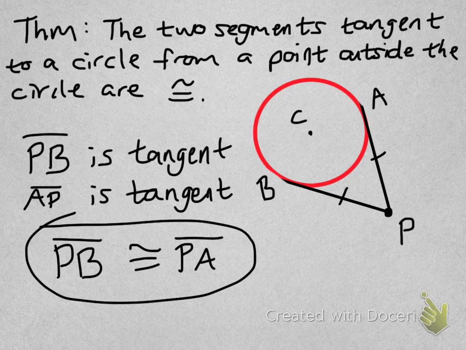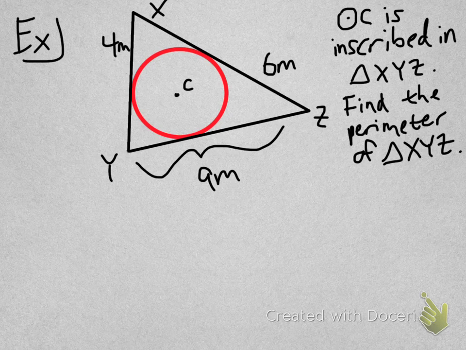Now this leads to a pretty cool example. This is my favorite type of problem in this chapter, so pay attention to it, because I like to ask it, and you can do different things with it. This problem says that circle C is inscribed in triangle XYZ. Inscribed here just means that it is only touching each part of the triangle once, which means each of these segments is tangent to the circle. And we're trying to find the perimeter of that triangle.